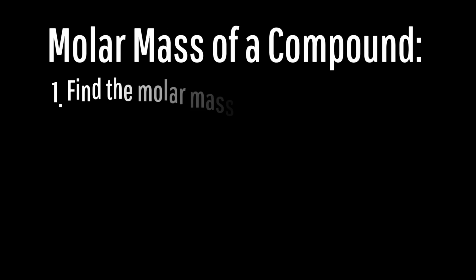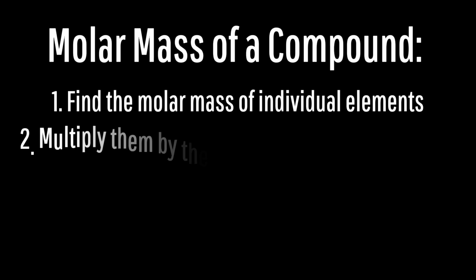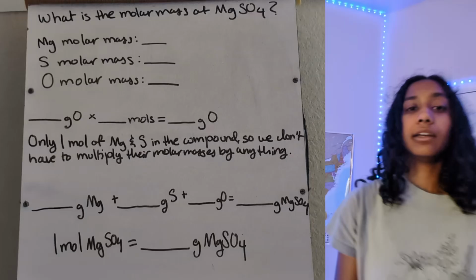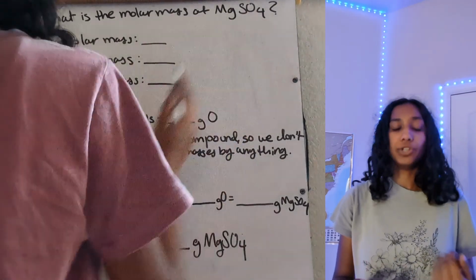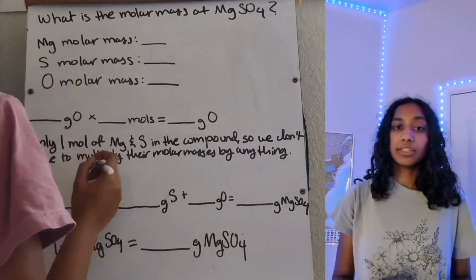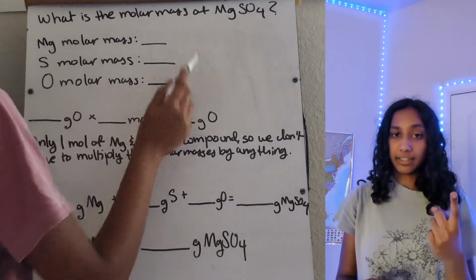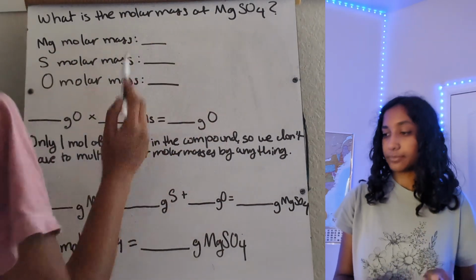The exam could also ask you to find the molar mass of compounds to use for calculations. To find the molar mass of a compound, find the molar mass of their individual elements, multiply them by their subscripts, and then add them together. For example, to find the molar mass of magnesium sulfate, which is MgSO4, you first need to find the molar mass of magnesium, sulfur, and oxygen.